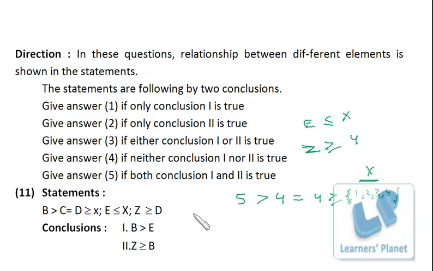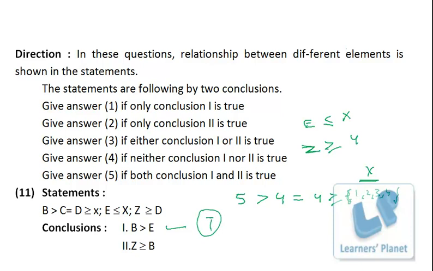So B is greater than E. B is 5 and E at max can be 4, if we go by this example. So B is definitely greater than E. Z is greater than or equal to B: now that we cannot say. Z is greater than or equal to 4, so maybe Z is 4.5, maybe 5.5, or any other number. Whether Z is greater than or equal to B, we cannot say. So only conclusion 1 is true. So your answer is 1.